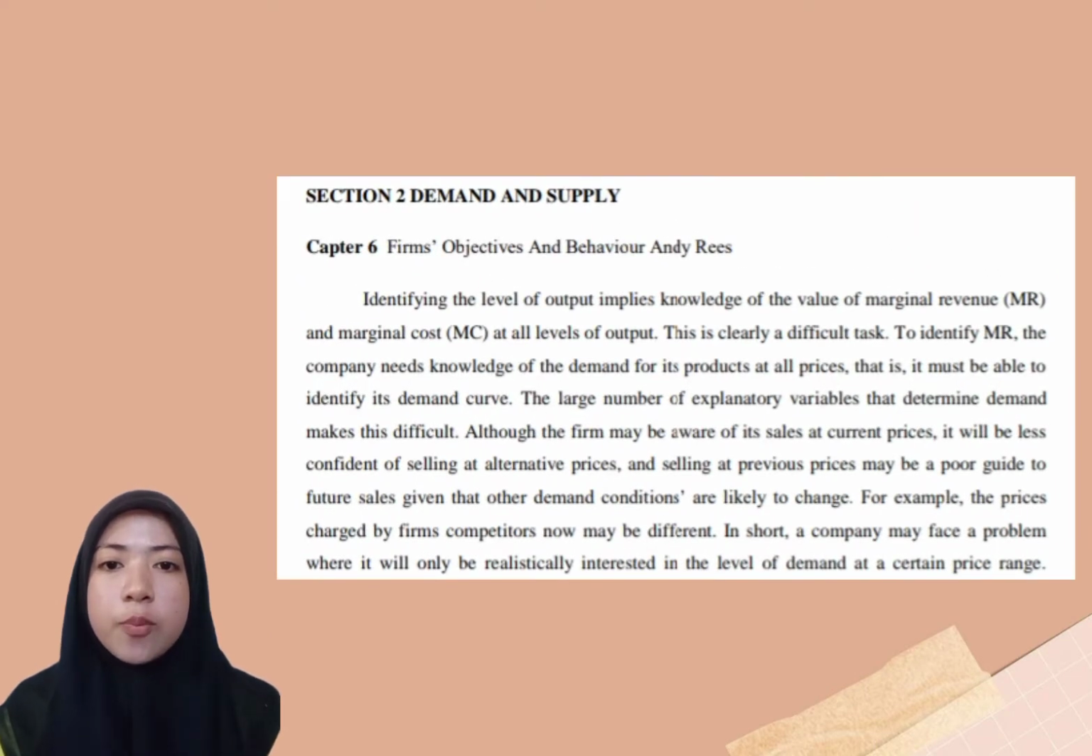Identifying the level of output implies knowledge of the value of marginal revenue, or MR, and marginal cost, or MC, at all levels of output. This is really a difficult task. To identify MR, the company needs knowledge of the demand for its product at all prices. That is, it must be able to identify its demand curve, the large number of explanatory variables that determine demand.